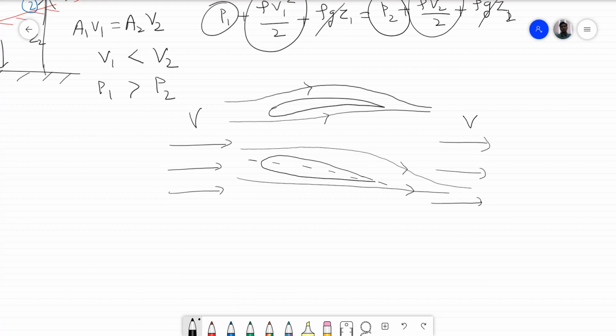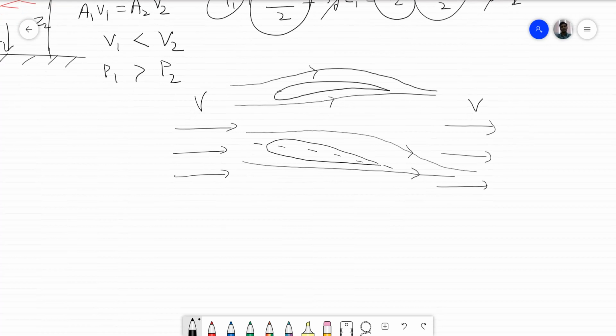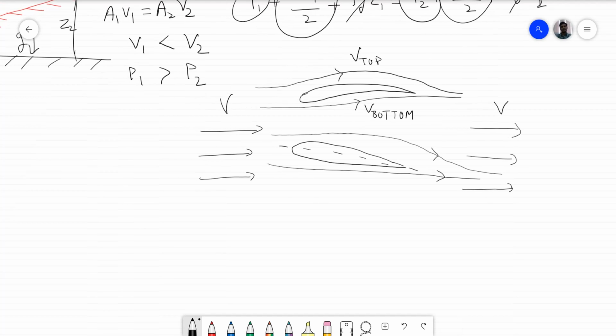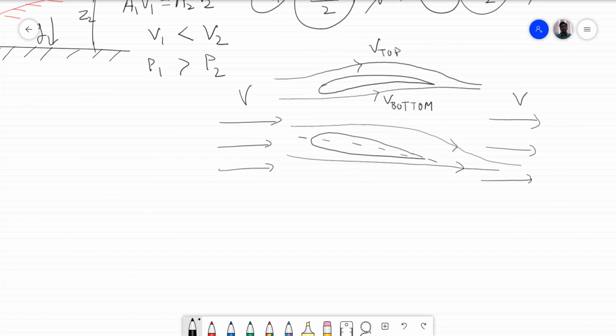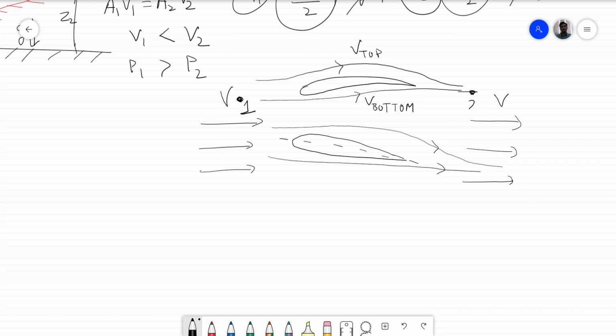So the velocity at the top, let me write V top, is more than velocity at the bottom of the wing, and you can consider 2 points, let's say a point here, point number 1, and point number 2 here, and you can consider other 2 points, point number 3 and point number 4.